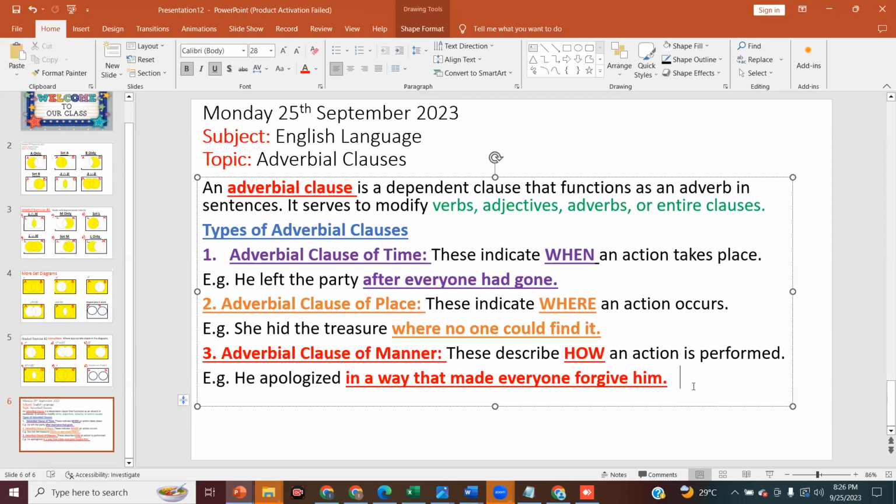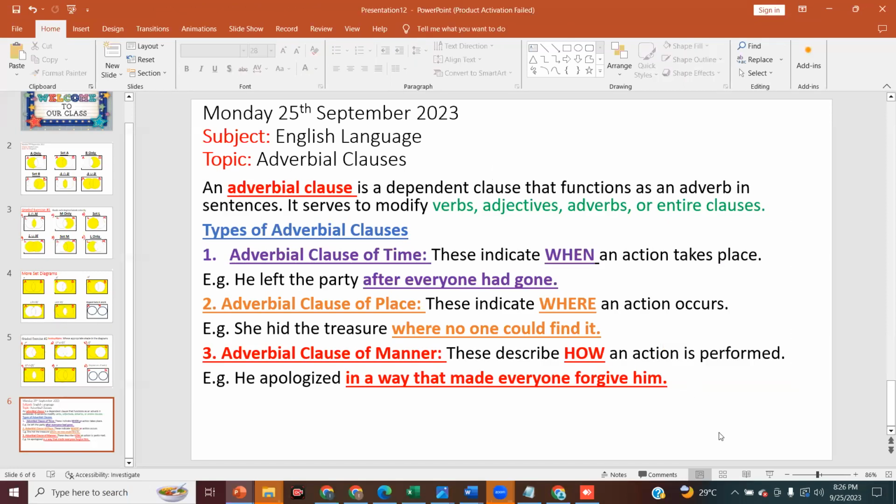Okay. So we know 3 so far. What are the 3 adverbial clauses that we know? Adverbial clause of time, adverbial clause of place, and adverbial clause of manner. So we know adverbial clause of time tells us when. Adverbial clause of place tells us where. And adverbial clause of manner tells us how.